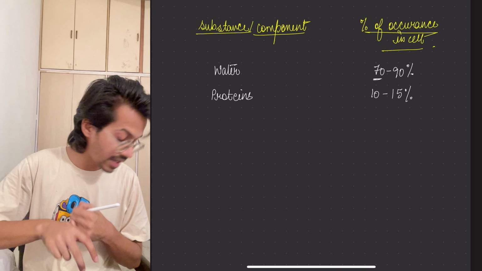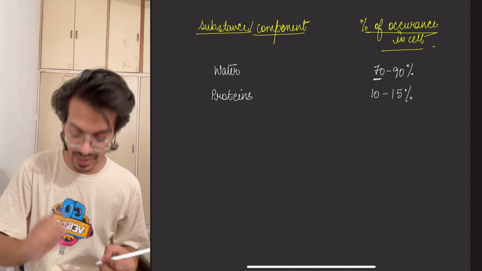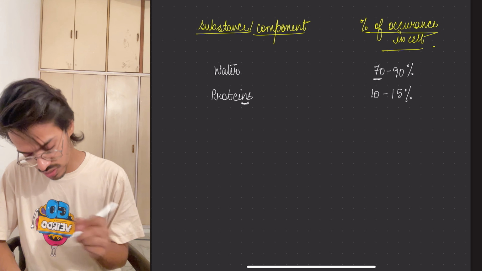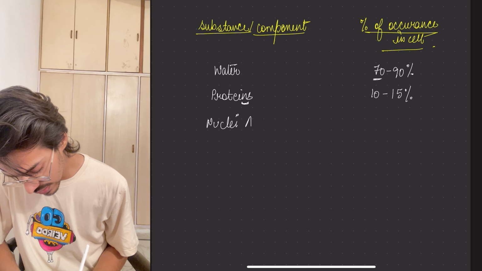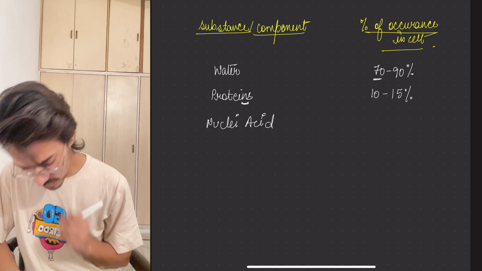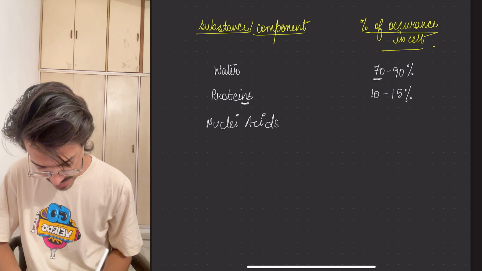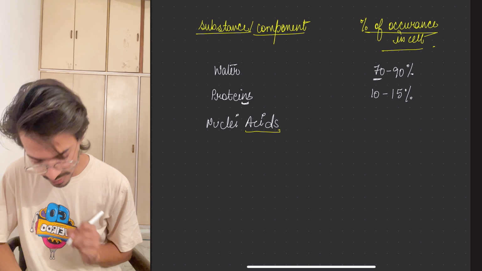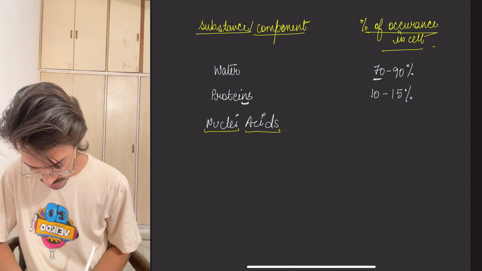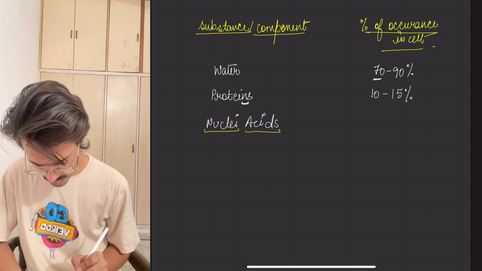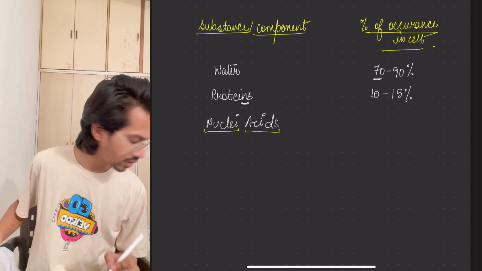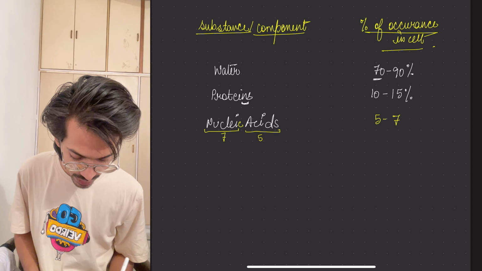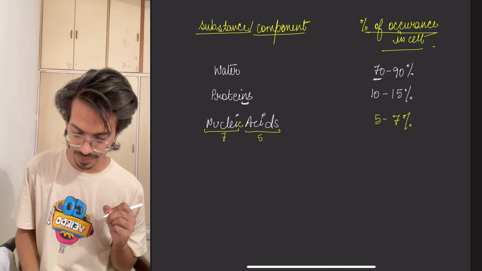After proteins, the next one is the nucleic acids, because proteins end with N, so you study from it. There is nucleic acid. Now in nucleic acids we have 5 digits, and C is also, we have 7 digits. So they are 5 to 7%.